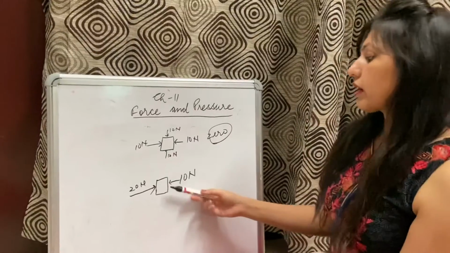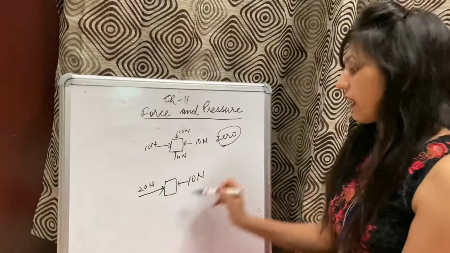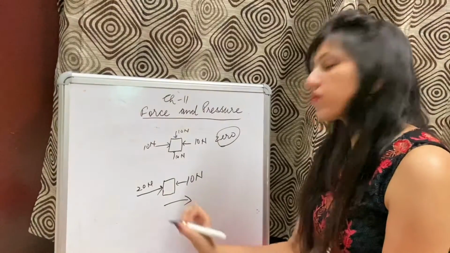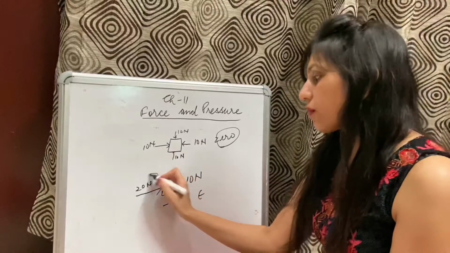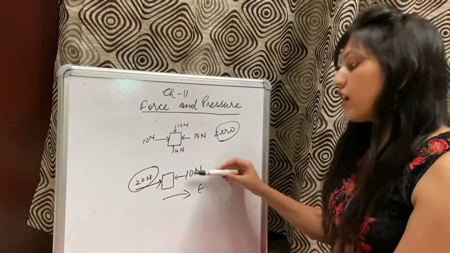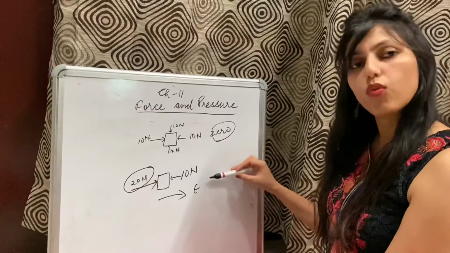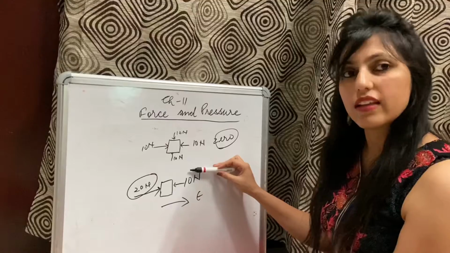Now can you see in which direction this box will move? Obviously, the box will move towards the east, isn't it? Why? Because the force applied from the west is more than the force applied from the east. So the box will try to move towards the east. So this type of force is termed as unbalanced force.